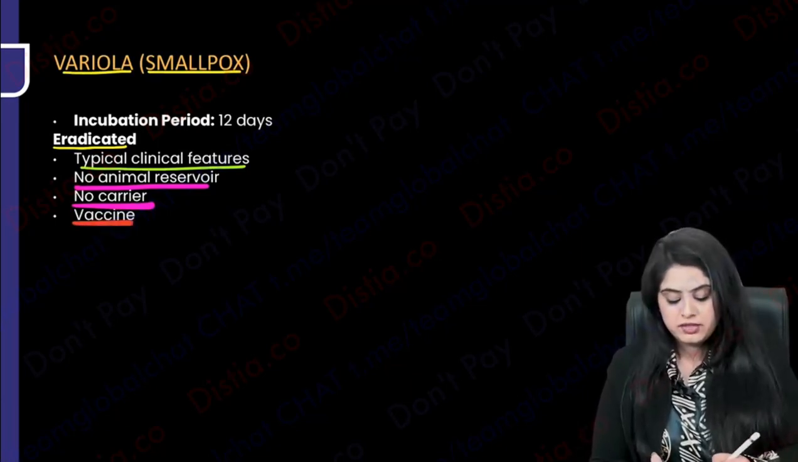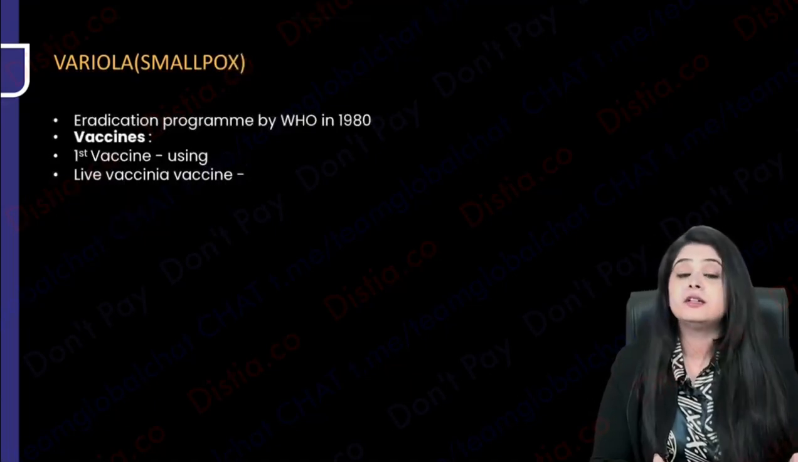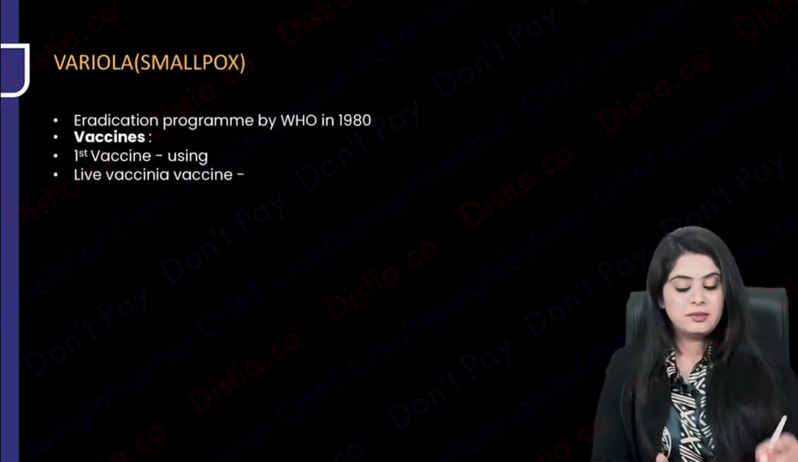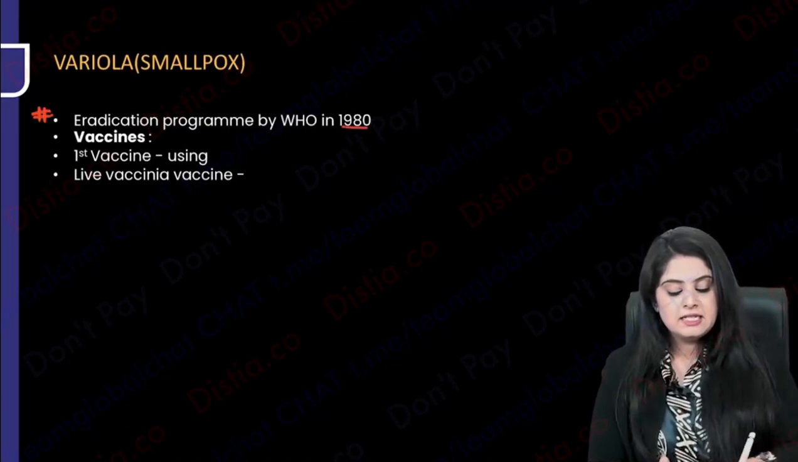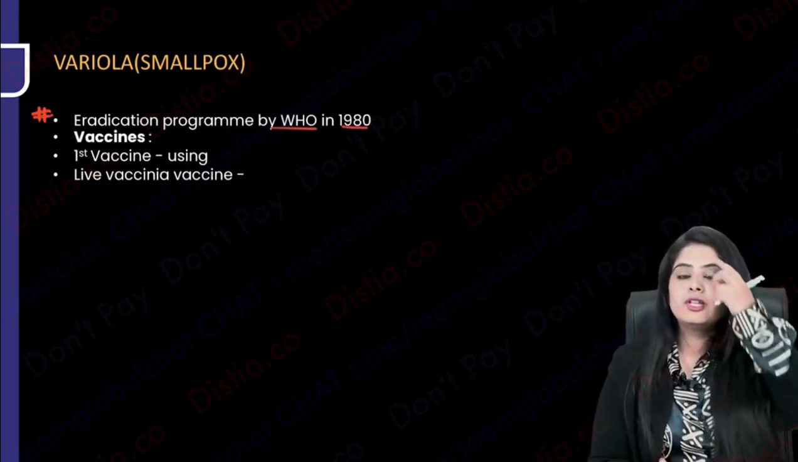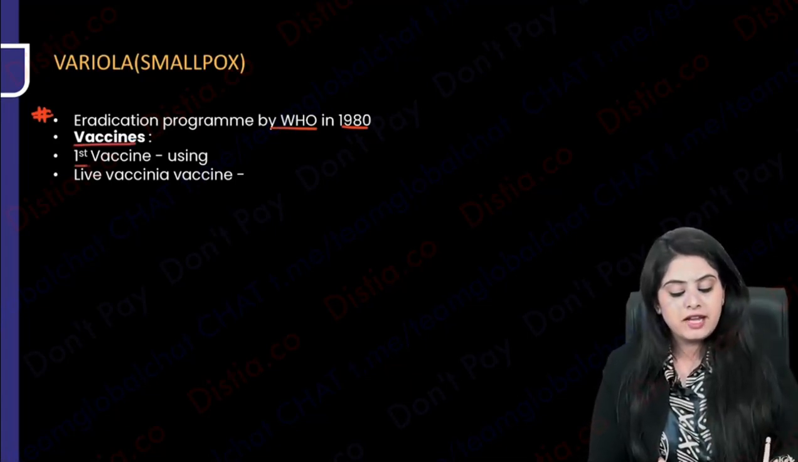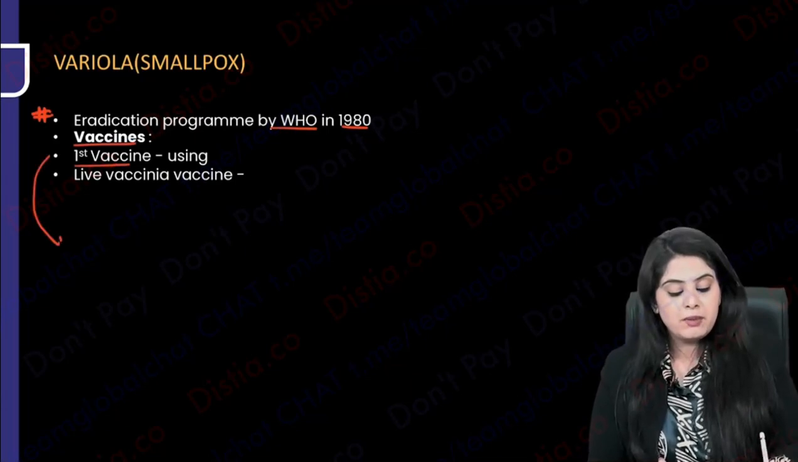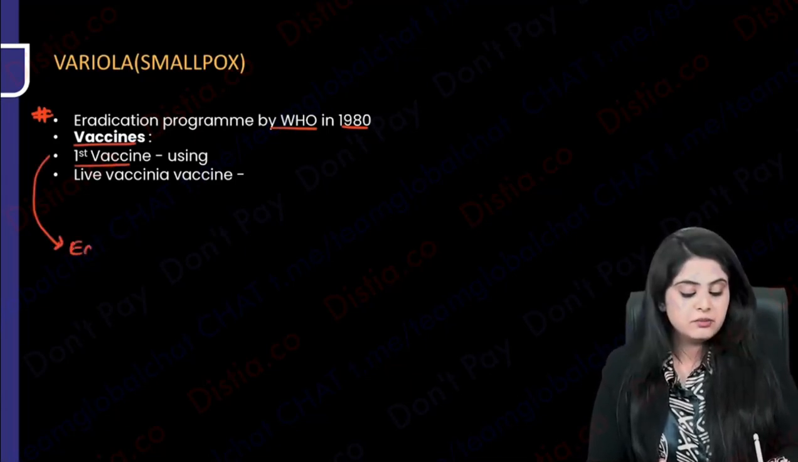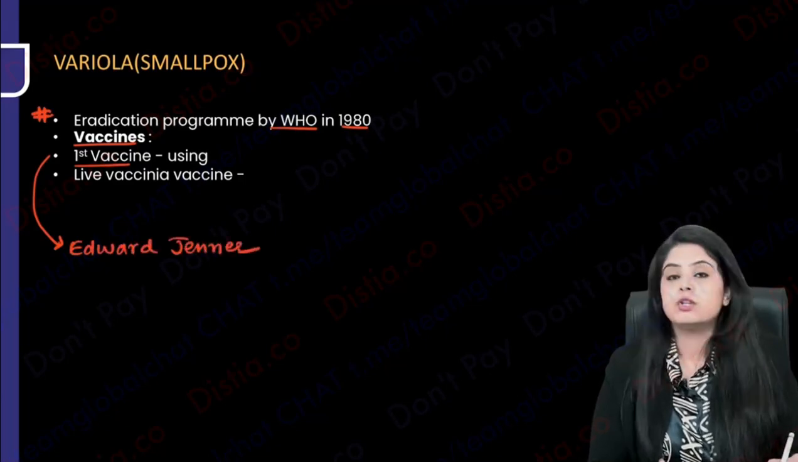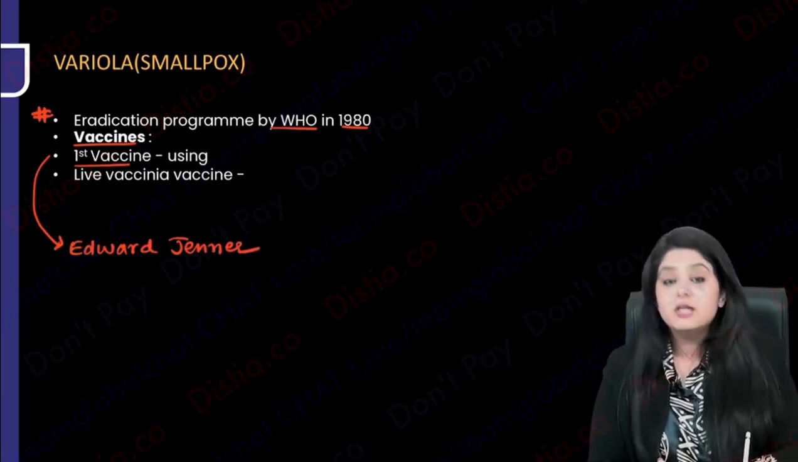So what vaccine was there? And you know a lot about its vaccine in terms of the historical aspect. So remember, in 1980, there was an eradication program by WHO in which they did all these points and they had a vaccine. So the first vaccine that was prepared, I hope you remember, who made this first vaccine? It was made by Sir Edward Jenner. Go back to your first chapter of micro and I've taught you. Sir Edward Jenner made it using what?